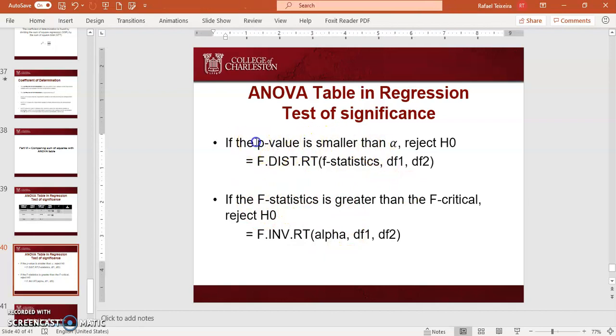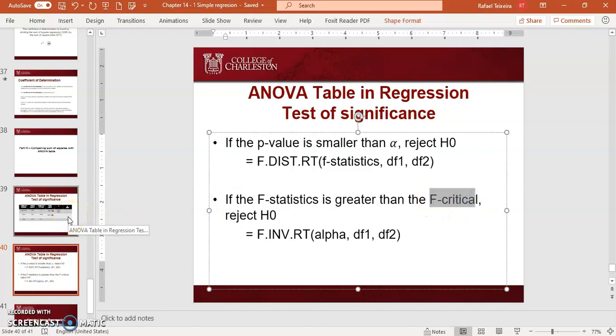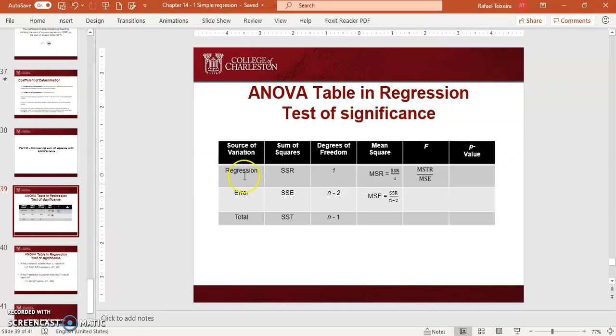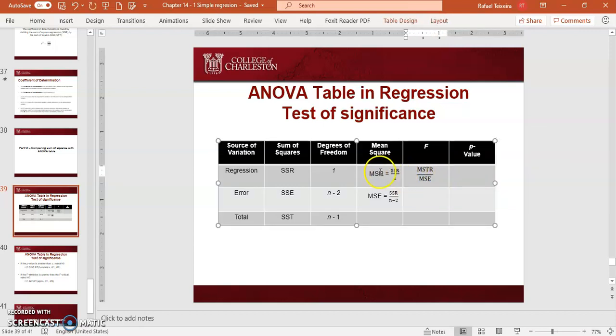To use the p-value approach and to use the F-critical approach. It's very similar to what you did in chapter 13, so I'm not going to spend too much time in here, okay? But what this is testing is how much variability we have from our regression over our error. If we have more regression variation than error variation, then our model is able to explain our dependent variable, in this case sales.